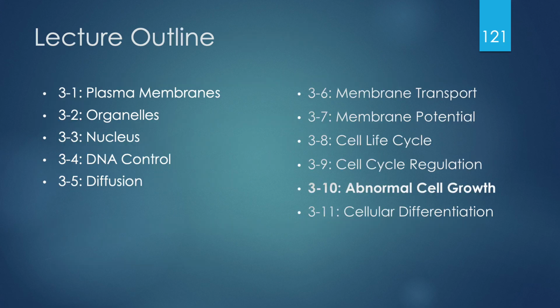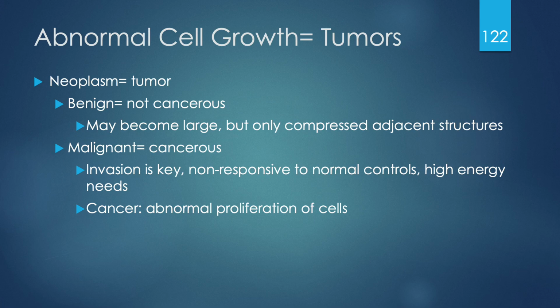Okay, so now we're getting into my neck of the woods with abnormal cell growth. This is section 3-10 in your text. A neoplasm is the technical term for any tumor or new growth, whether it is benign or malignant. Benign neoplasms are not cancerous. Now, they can still become very large, but what they do is they compress upon adjacent structures rather than invading them. Now, malignant structures, these are what we would call cancerous, and malignant structures will invade local tissues and also distal tissues. And so the invasion is the key point that differentiates benign from malignant tumors.